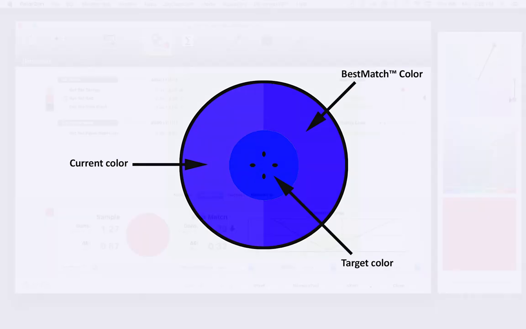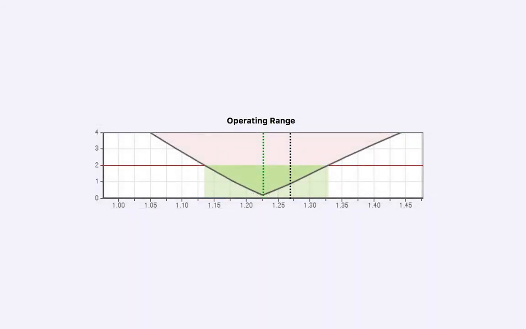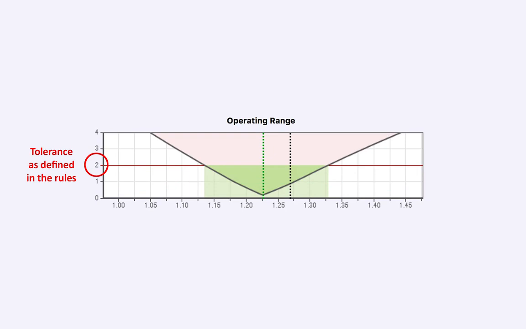Let's go back to the full screen. On the right-hand side of the display is a graph labeled Operating Range. Let's take a closer look at what this graph is showing us. The vertical axis of this graph is delta E. The horizontal axis is density. The horizontal red line is showing the limit of our current tolerance, in this case 2.0.